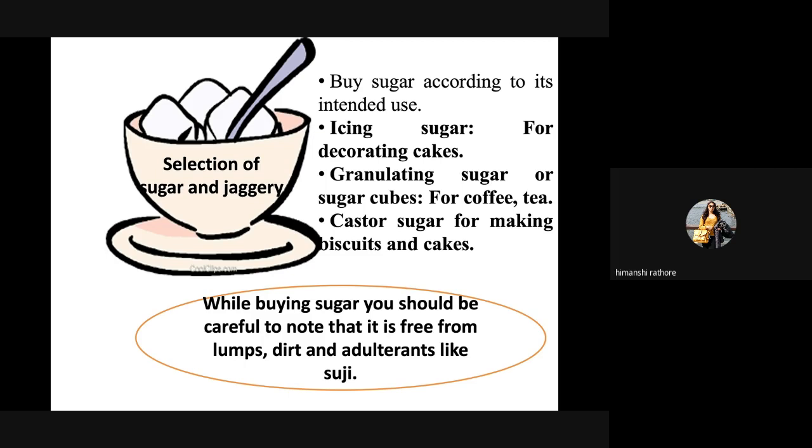If lumps are there, that means your sugar has some moisture. It is not fresh, because if moisture is there, the sugar will make lumps. And adulterants are also being used in sugar, so you have to keep that in mind while purchasing sugar, that it should not be adulterated with suji or any foreign material. It has to be pure in nature. Again, I'm saying that try to purchase in packets with a certification mark, which gives you a surety that the product you are buying is of good quality.